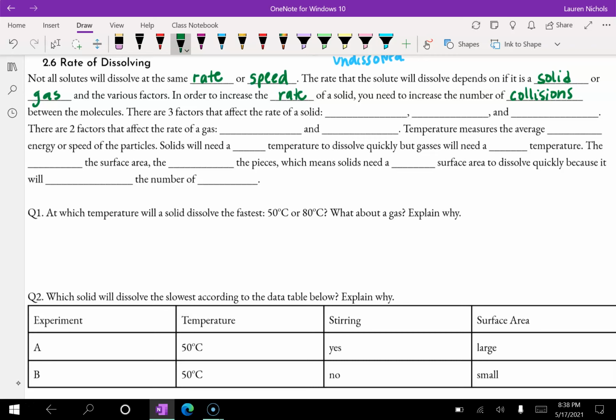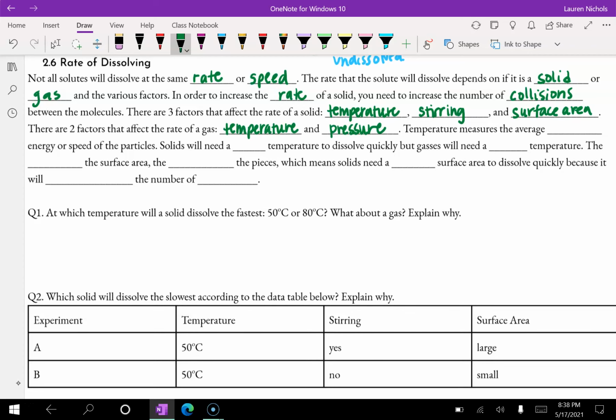And there are 3 external factors that affect the rate of a solid. The first one is the temperature. The second one is whether or not there's any stirring or agitation, like shaking it or anything like that. And the third one is surface area. And there are only 2 factors that affect the rate of a gas. One of them is temperature, just like solids. And the second one is pressure.